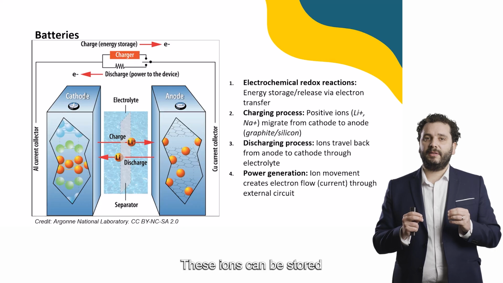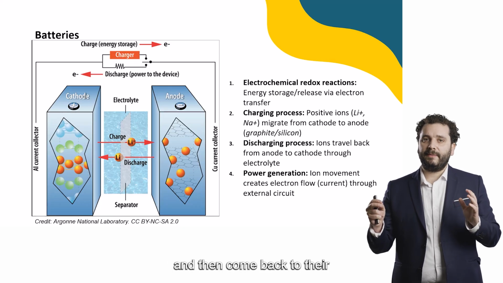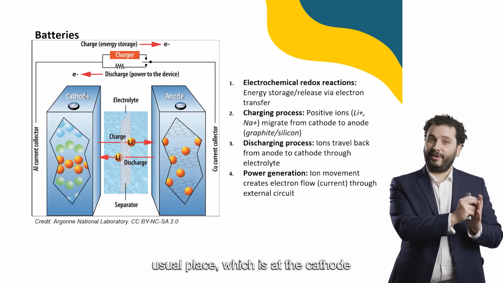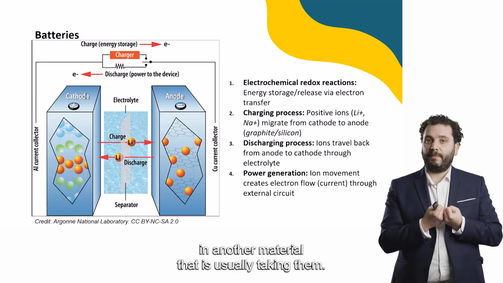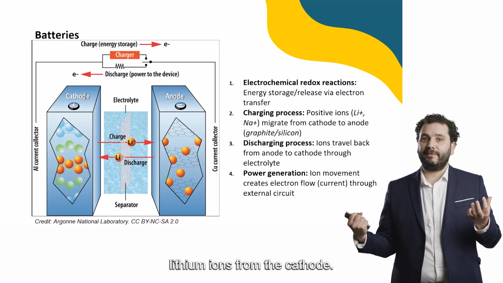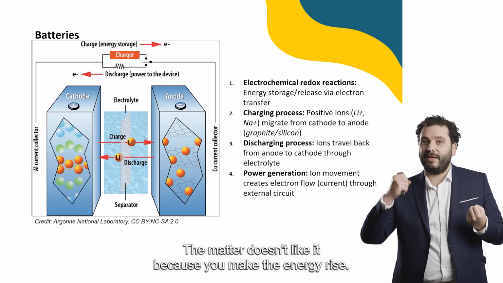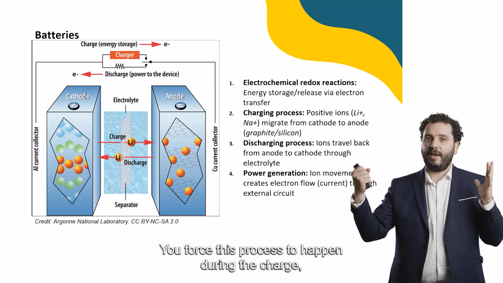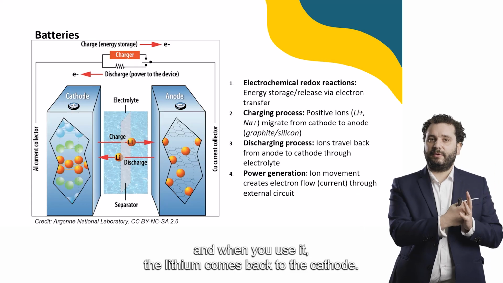These ions can be stored at the anode during the charging and then come back to their usual place, which is at the cathode, in another material that is usually taking them. So you are withdrawing lithium ions from the cathode. The matter doesn't like it because you make the energy rise. You force this process to happen during the charge. And when you use it, the lithium comes back to the cathode.